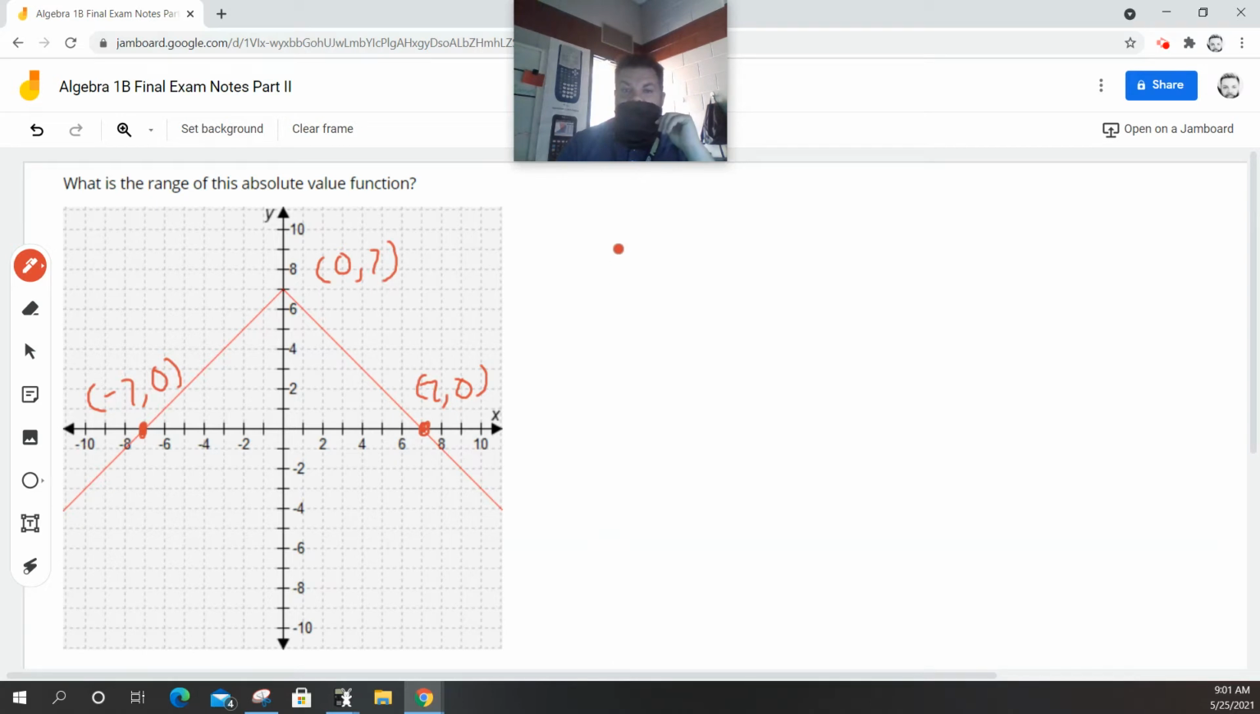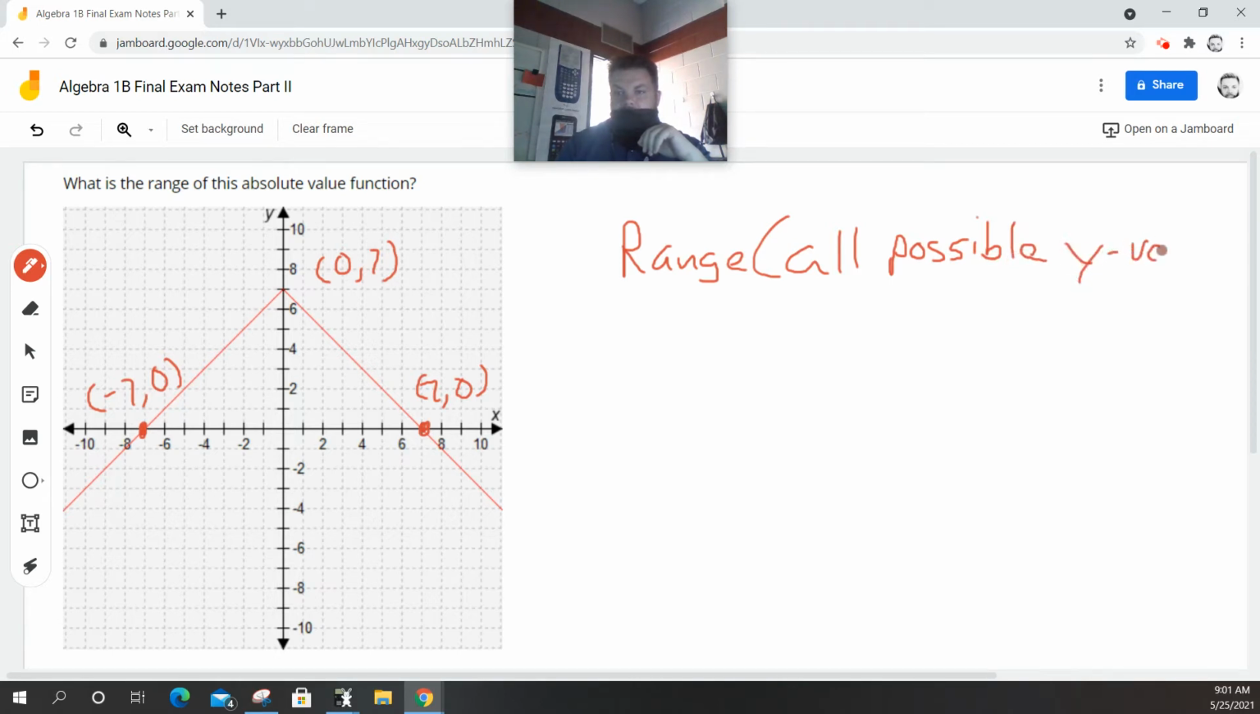What is the range? Well, the range of a function is all possible y values. So this particular one, I think the greatest value for y is 7. In other words, you'll never see 8. You'll never see 9 in any, because the graph doesn't go any higher than 7. This is the vertex. That's the highest point.